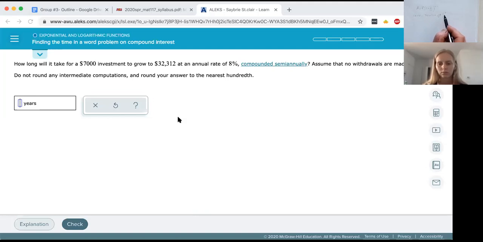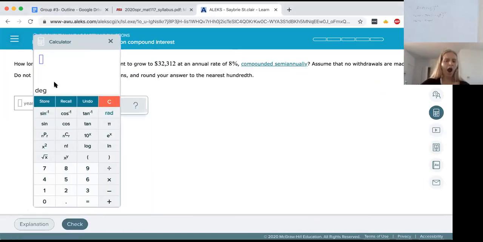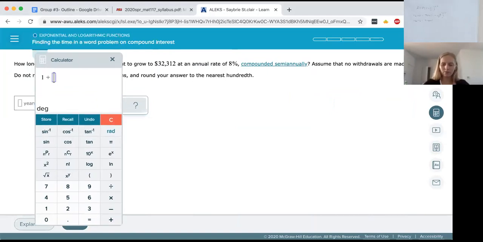Okay. So now my next math is to simplify all that and get it in a form where I could start to solve for that T right there. So I'm going to write this as 32312 equals 7000 times that. Maybe you can use that calculator on your part. So do 1 plus 0.08 divided by 2. Perfect. And then take that answer times 7,000, see what you get.